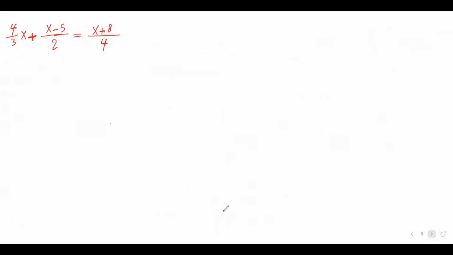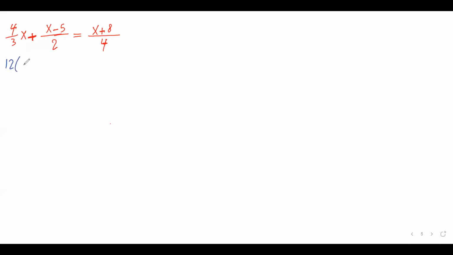Let's do another one. Okay, we have this equation. In this equation, I have 3 fractions. 4 over 3x plus x minus 5 over 2 equals x plus 8 over 4. So the first thing we need to do is to get rid of the fractions. In order to do that, we need to find the lowest common denominator and then multiply both sides of the equation by that value. The lowest common denominator between 3, 2, and 4 is 12. The lowest common denominator is 12, so let's multiply both sides of the equation by 12.